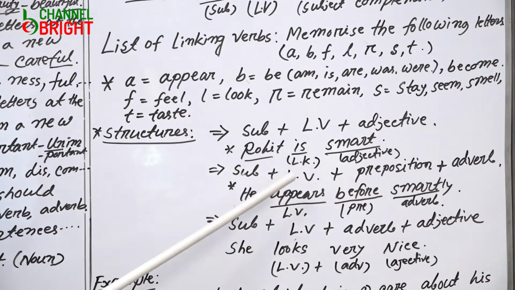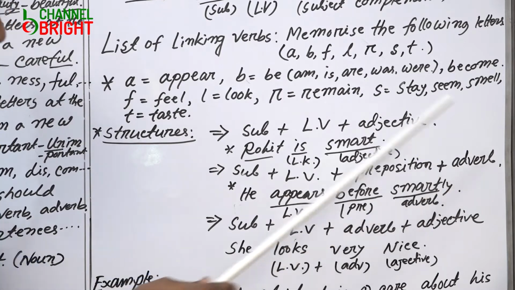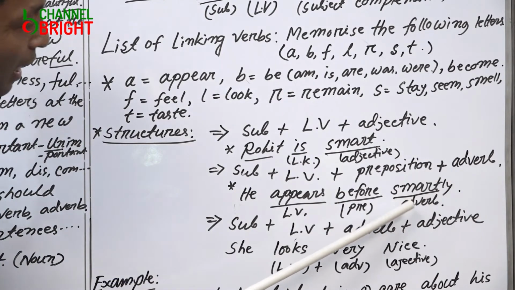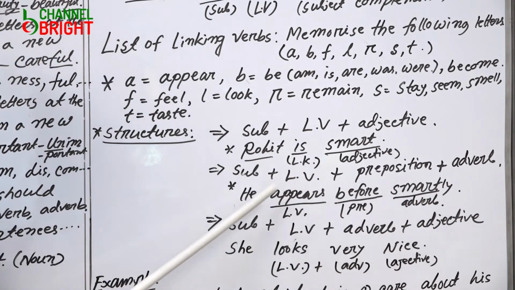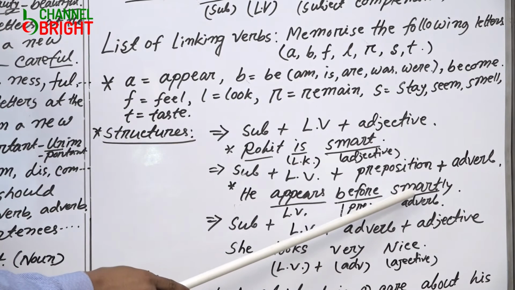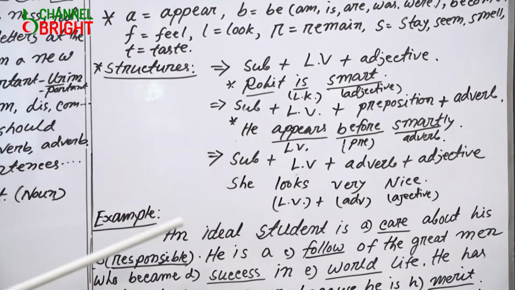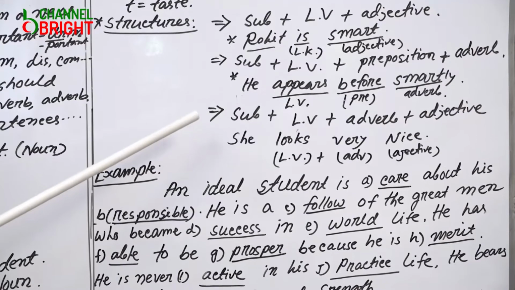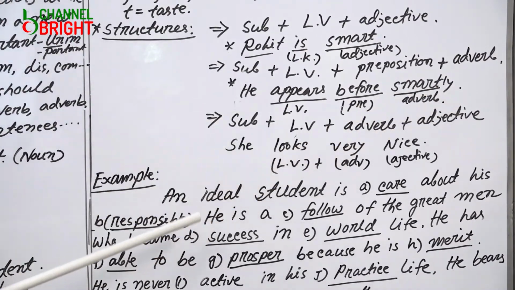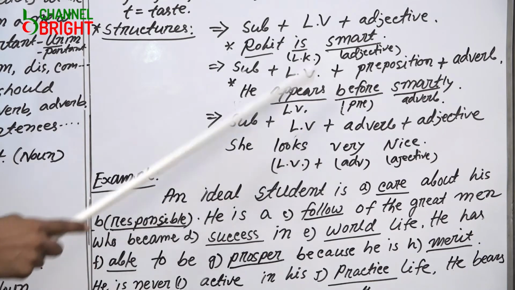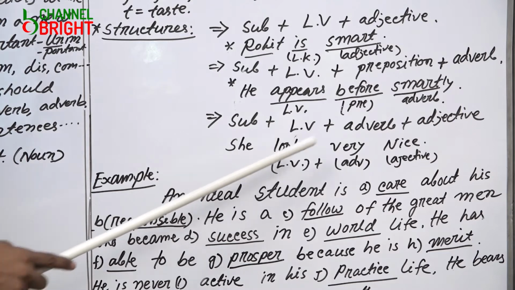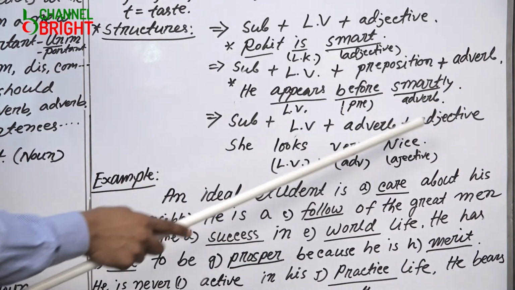Again, subject, linking verb, preposition, adverb. If there is a preposition after the linking verb, then the word after it will be an adverb. So, he appears before smartly. Before is a preposition, and then smartly is an adverb. Okay, fine. Next, the final rule: subject, linking verb, adverb, adjective. If there is an adverb after the linking verb, then the last word will be an adjective. Subject, linking verb, very, adverb, and adjective.